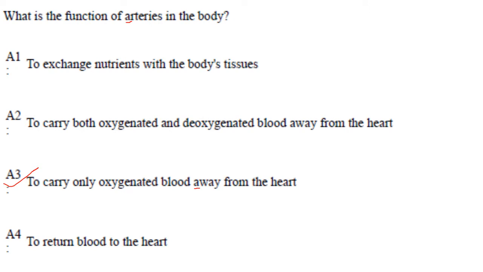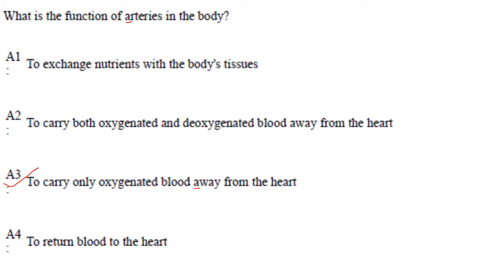So coming to the first question, what is the function of arteries in the blood? As we all know that arteries generally carry oxygenated blood and veins carry deoxygenated blood. Arteries carry oxygenated blood to deliver oxygen to organs, and veins carry deoxygenated blood back to the heart for reoxygenation. So the answer here is option 3, that is to carry only oxygenated blood away from the heart.